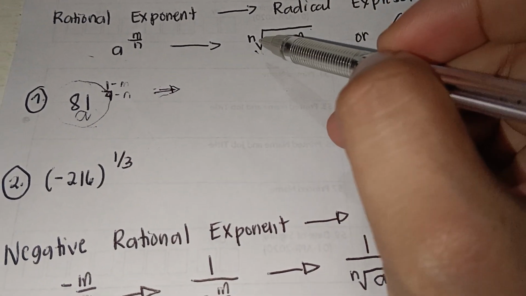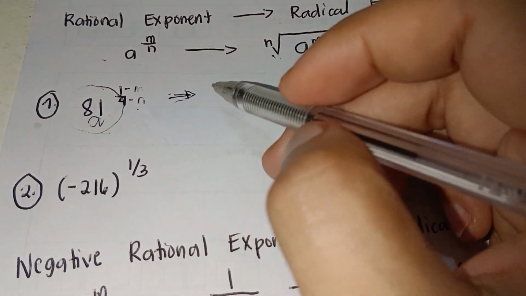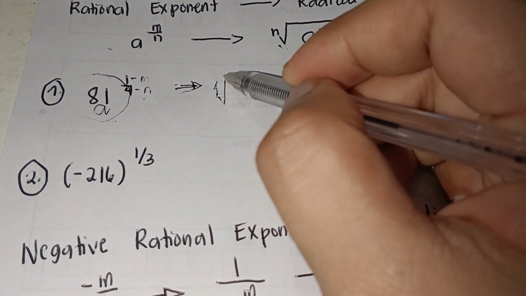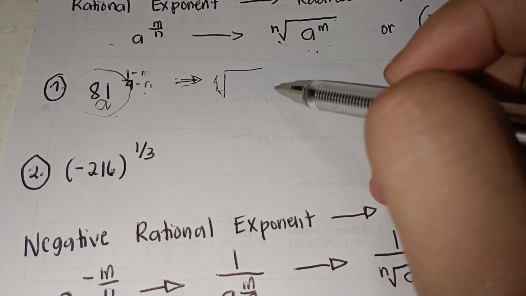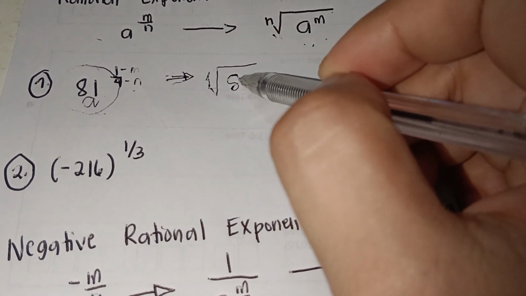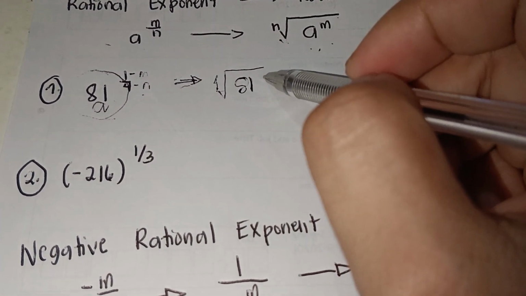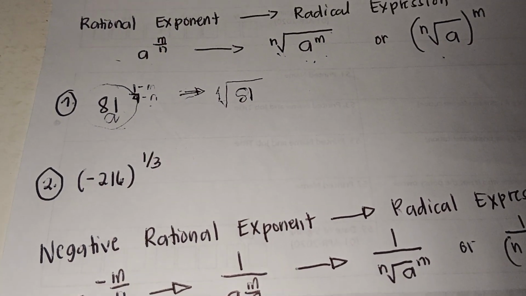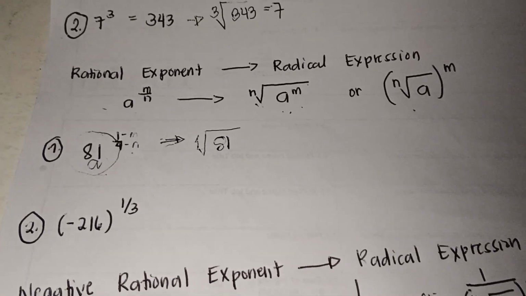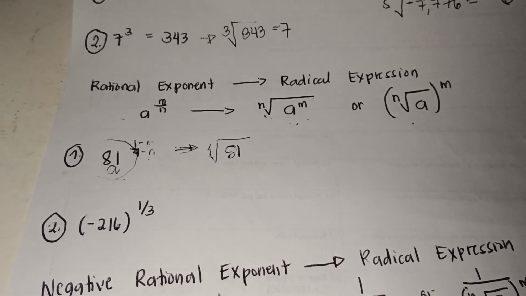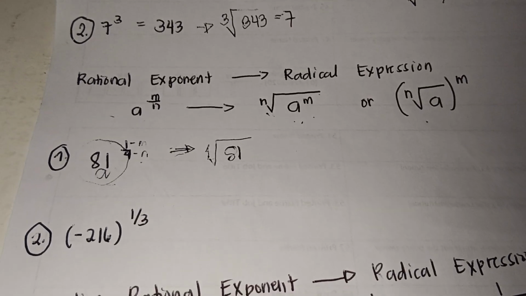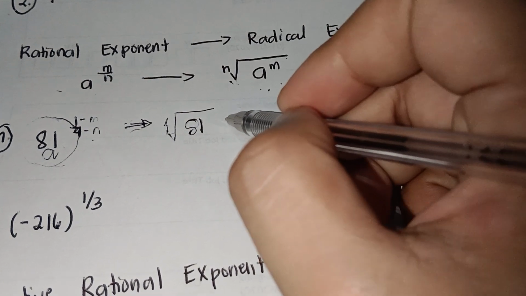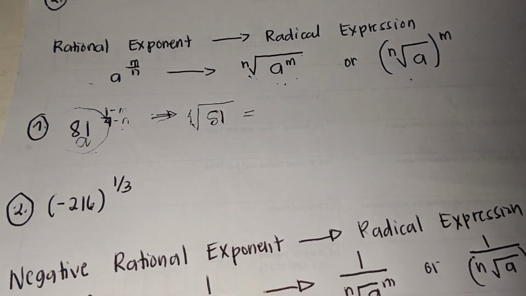Okay? So, una muna po ay si N. Ano po yung value ng N natin? We have 4. So, we have the fourth root. Then, radical sign. Then, copy the value of your A, which is 81. Then, since 1 naman po yung M nyo, okay na po kahit hindi na po natin ilagay yon. Ibig sabihin po, automatic or understood na po yan sa mathematics na meron po siyang exponent na 1 po.